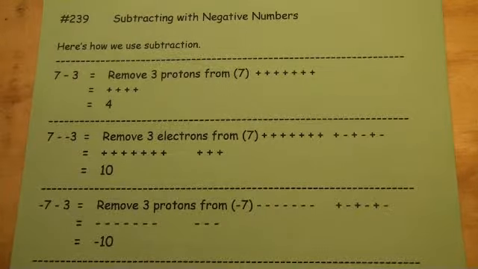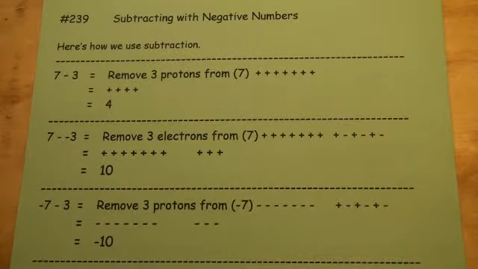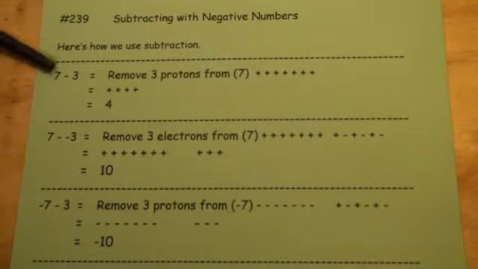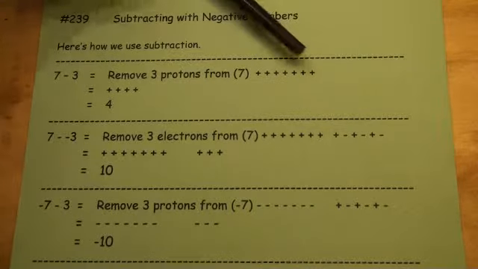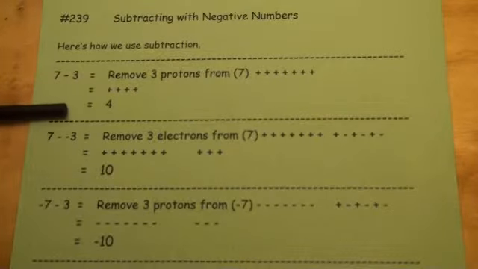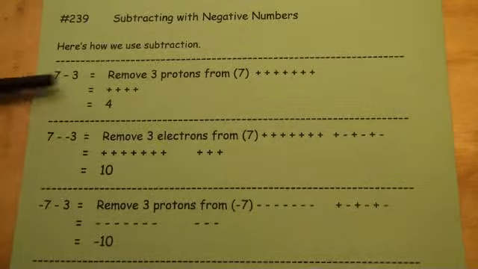Here's how we use subtraction as we take a look at 7 minus 3, or another way to say this is take 3 from 7. And that's actually how we're going to think about this. We're going to remove 3 protons from 7. So here's your 7 protons, and then we're going to take 3 of them away. We have 4 of them, so therefore 7 minus 3 is 4. So that's a review of basic subtraction.